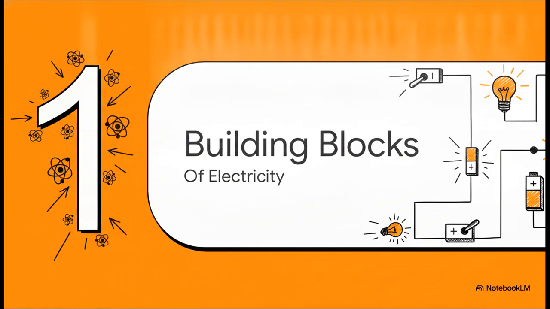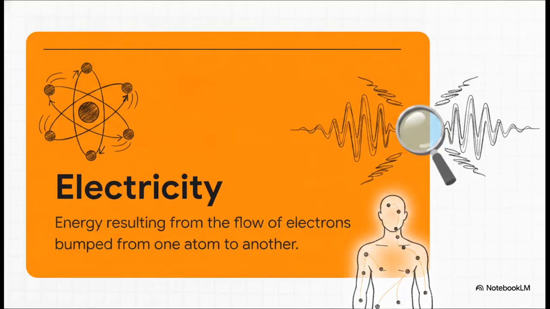Section 1. The building blocks of electricity. To really grasp this massive national infrastructure, we actually have to start incredibly small. So what is electricity? At its core, it's really just a form of energy that happens when electrons get bumped from one atom to another. Electrons are these tiny, negatively charged particles hanging out inside atoms. And atoms are literally the building blocks of all matter.